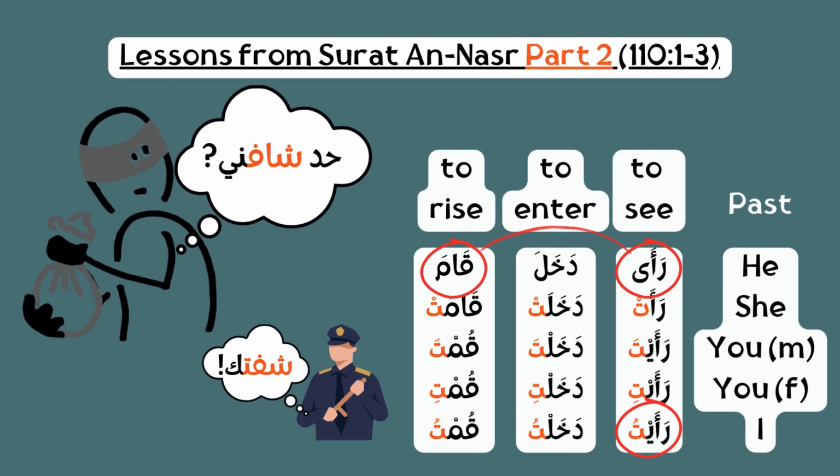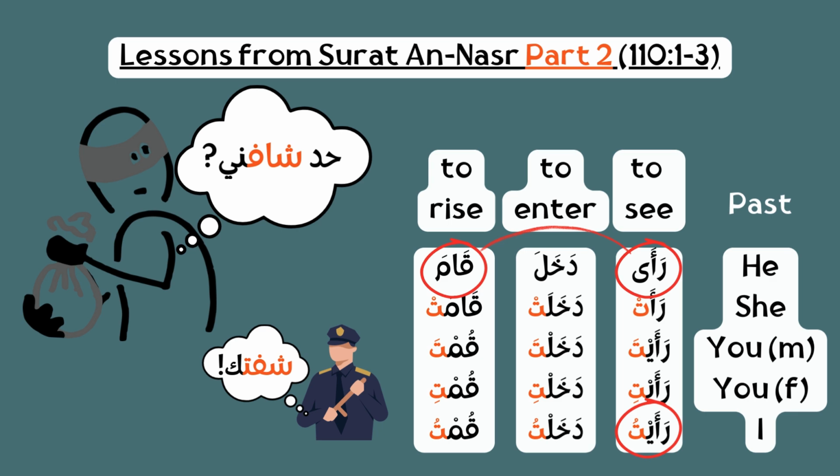So we've just looked at two verbs. We looked at ra'a, which is he saw. Usually when you talk about a verb generally, you talk about it in the he-did-something tense. So ra'a, he saw, and dakhala, he entered. And another verb, which I've just chosen to show you something, is qama. Qama means he rose or he stood up.